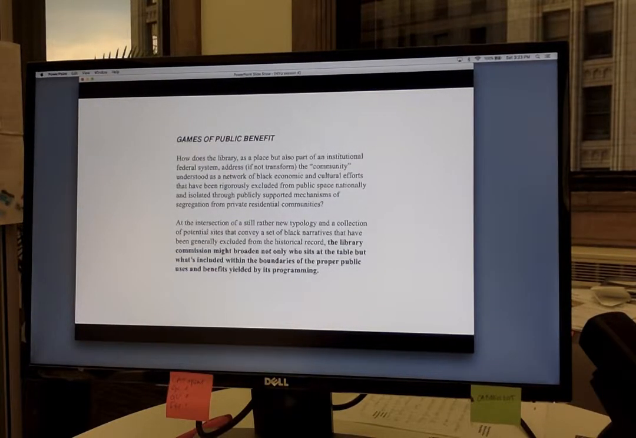So at any rate, I'm riffing, but actually the quote here probably says it better. "How does the library as a place, but also part of an institutional federal system, address, if not transform, the community understood as a network of Black economic and cultural efforts that have been rigorously excluded from public space nationally and isolated through publicly supported mechanisms of segregation from private residential communities? The Library Commission, to be more equitable, to be more beneficial, might broaden not only who sits at the table, but what's included within the boundaries of the proper public uses and benefits yielded by its programming."